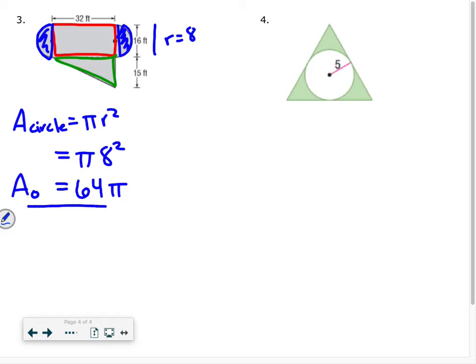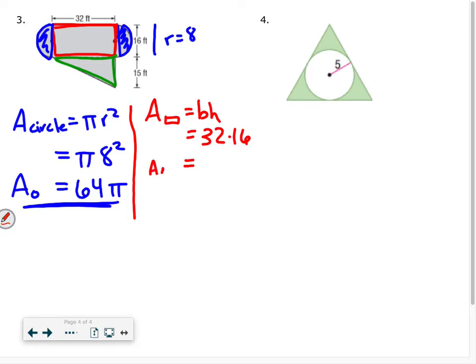I'm going to underline that because that's an answer we're going to need to add at the end. All right, let's go to the rectangle. That should be pretty simple. The area of the rectangle is base times height, or 32, and then this length is 16. So the area of the rectangle is going to be 512. Again, I'm going to underline that because that's information we're going to need to know.